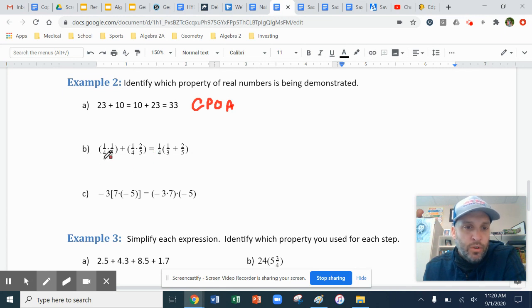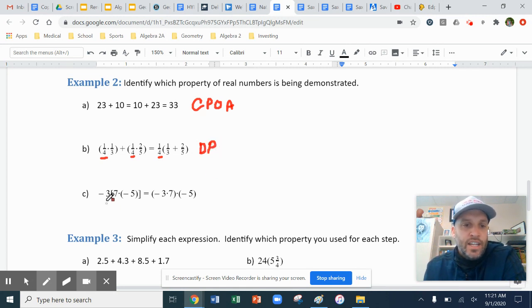Part B, I have a 1/4 times 1/3, and then I'm adding to that a 1/4 times 2/5. Now, when we see the parentheses, we might think of associative property, but another thing that's jumping out is there is a common 1/4, and then that's equivalent to 1/4 times the sum of 1/3 plus 2/5. Since that 1/4 is in common, this is going to be the distributive property.